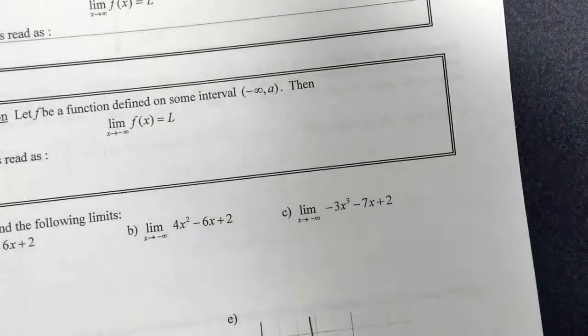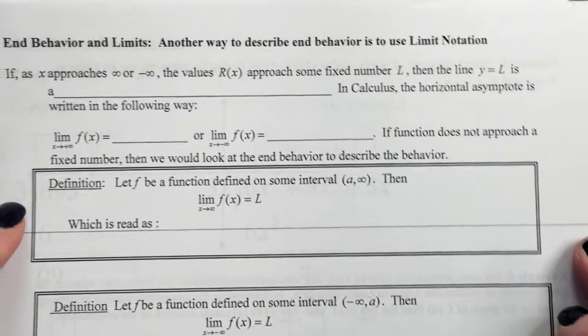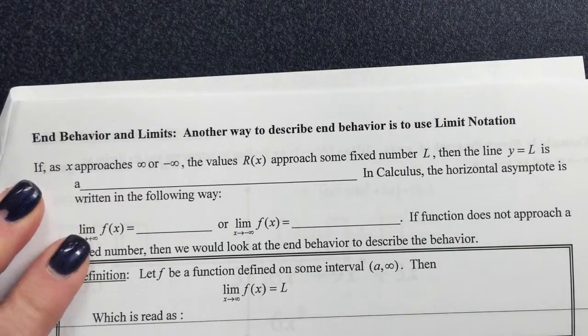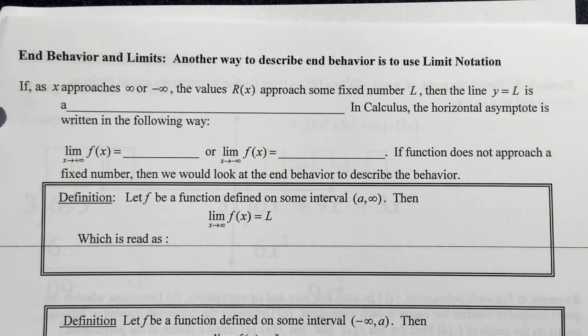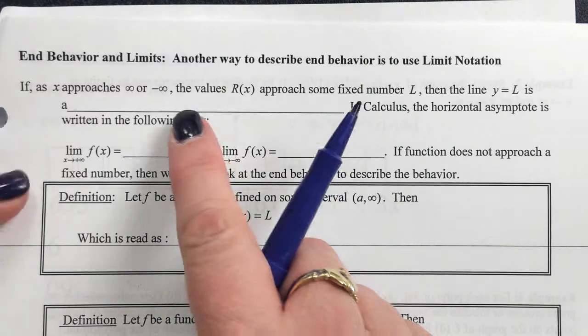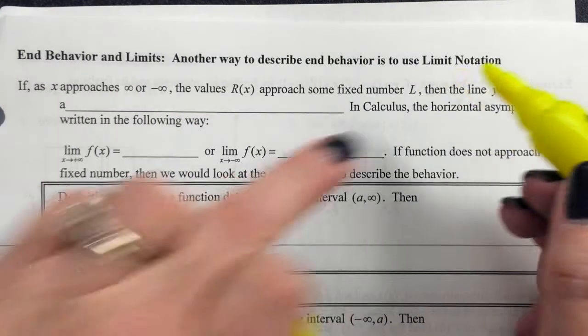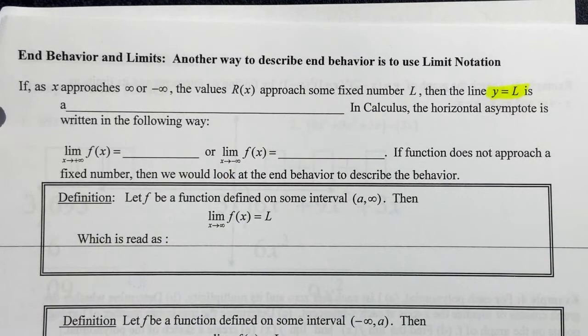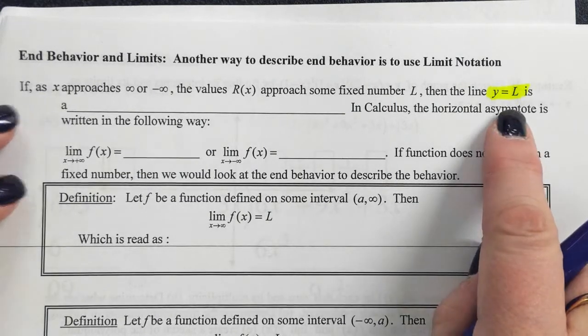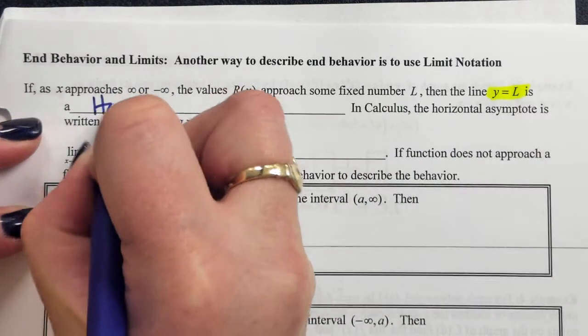So like I said, when we talk about end behavior, we're going to use another notation. And this is how we describe end behavior when we start talking about limits in calculus. As x approaches positive or negative infinity, it may approach a fixed number, y equals L. So if your end behavior is not positive infinity or negative infinity, it's approaching a fixed number, which we call a horizontal asymptote.